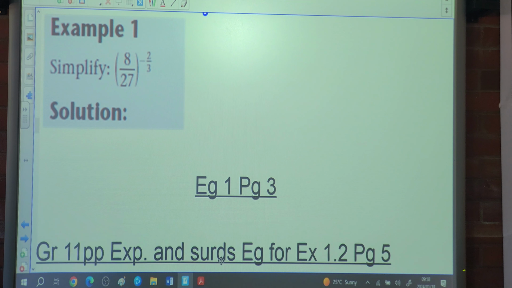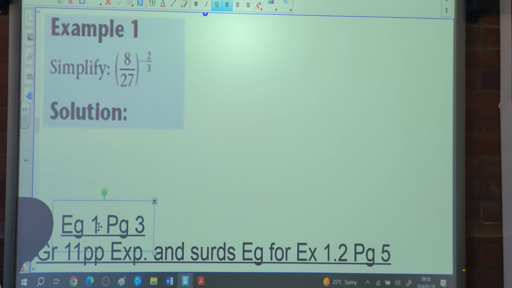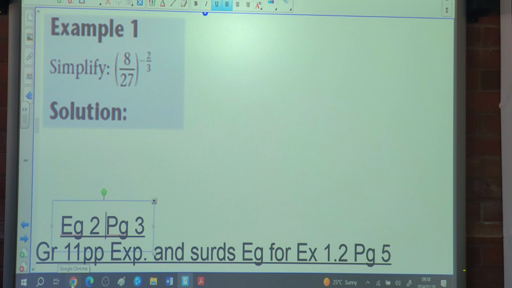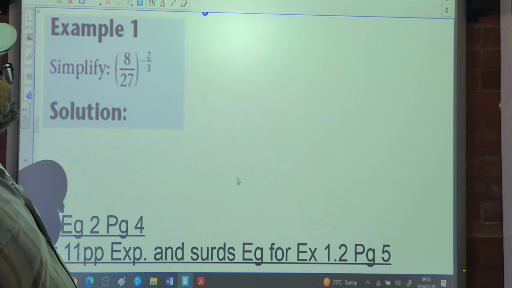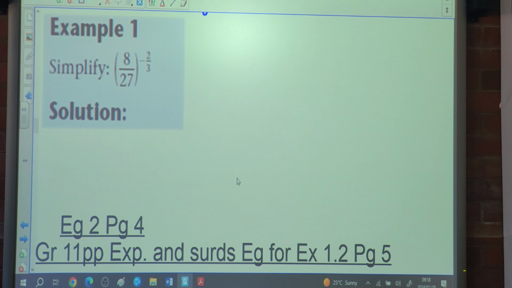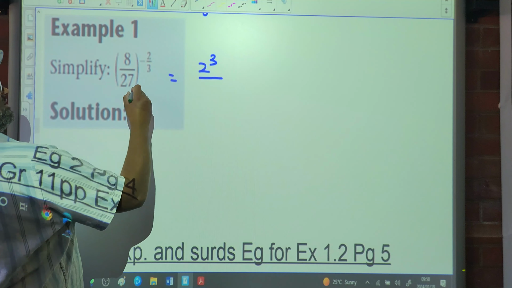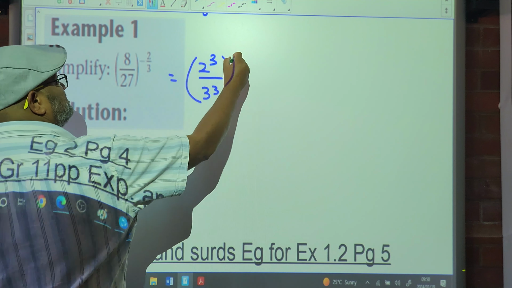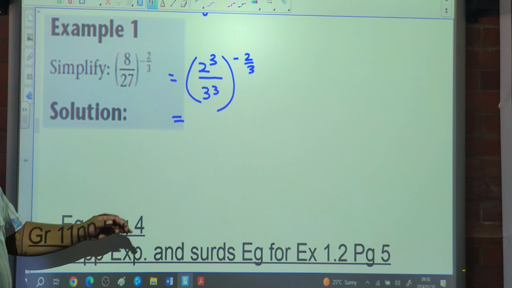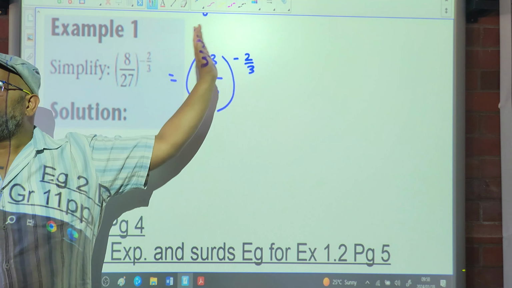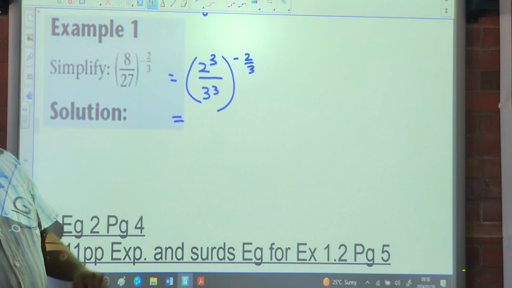Okay, so let's just go through this example quickly. This is example 2 on page 4. So 8 over 27. 8 can be written as 2 to the exponent 3, not so? Over 3 cubed, raised to the exponent negative 2 over 3. So what's the rule if something is raised to a higher exponent? Multiply the exponents. So that's going to be 3 multiplied by negative 2 over 3, which is negative 2.